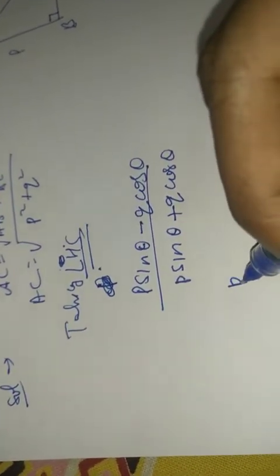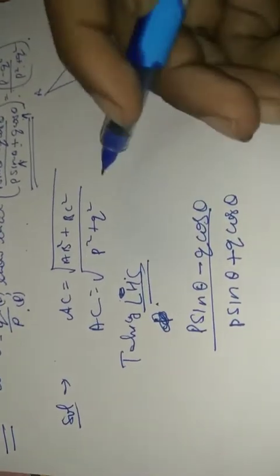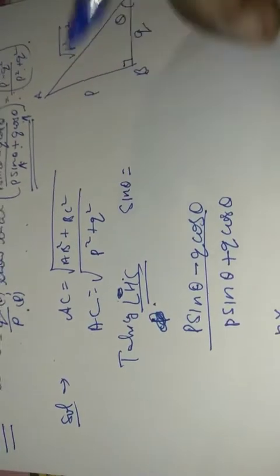Now what do we mean by P sin theta? P sin theta means P multiplied by sin theta. Are we having sin theta and cos theta? No, we are not having them. So first of all, we'll try to calculate these ratios.